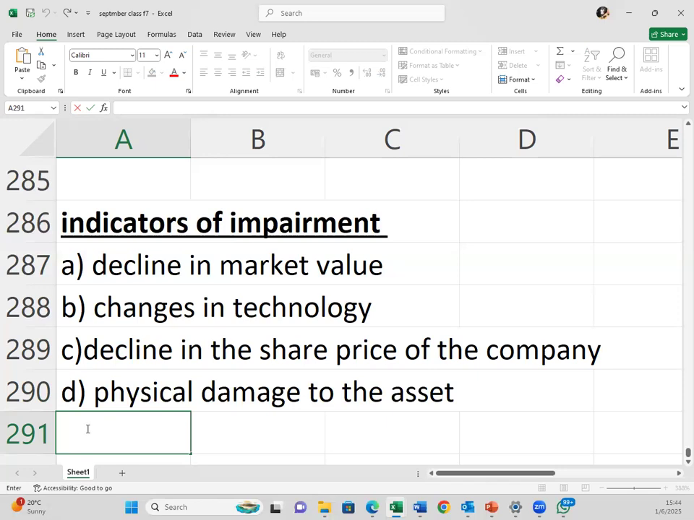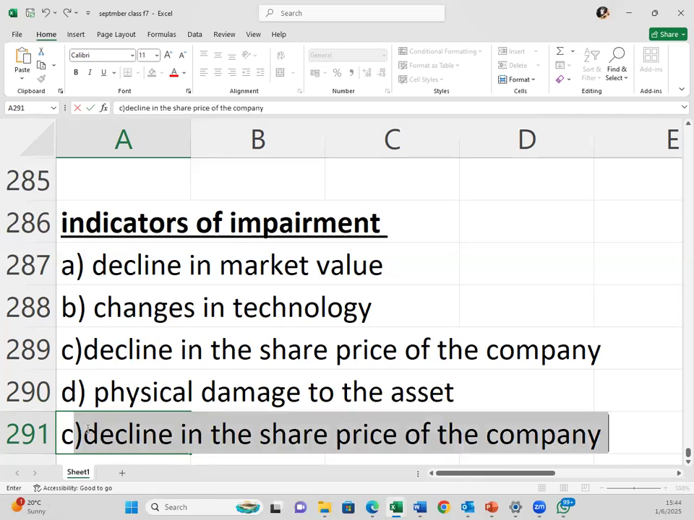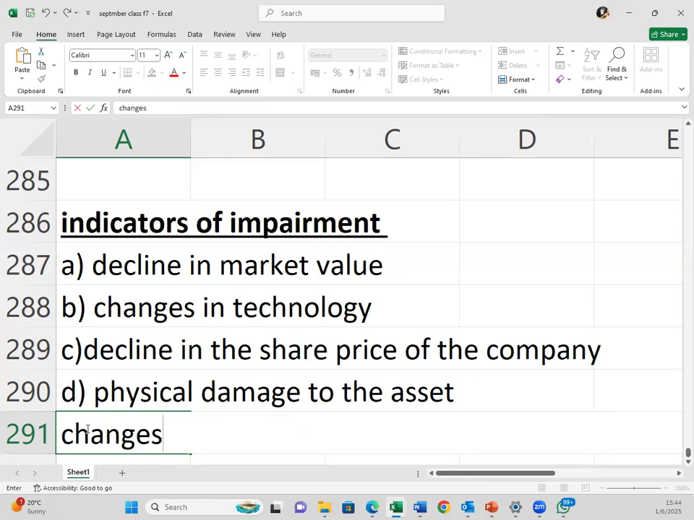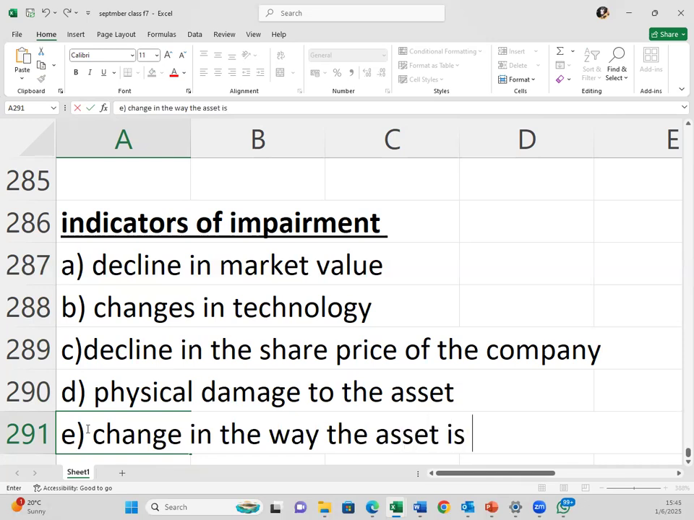Then besides the physical damage to the asset, we can also look at changes in the way the asset is being used. So if there is a change in the way the asset is being used, what do I mean by this?